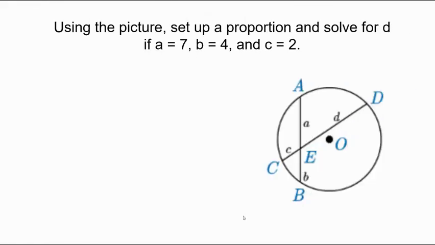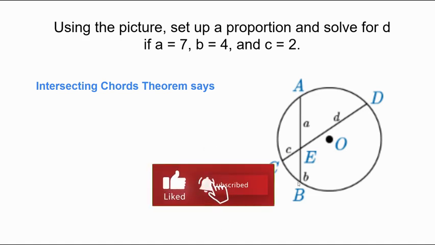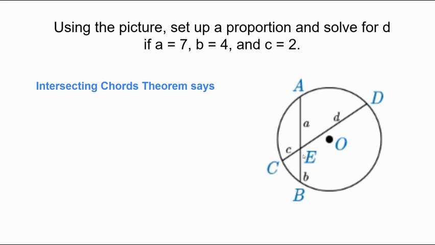Let's take a look at the picture here. We're asked to set up a proportion to solve for the segment D if we know that A is 7, B is 4, C is 2. Now, if we take a look at the intersecting chord theorem, remember, intersecting chords means that you have a segment that goes across a circle and it intersects inside the circle.